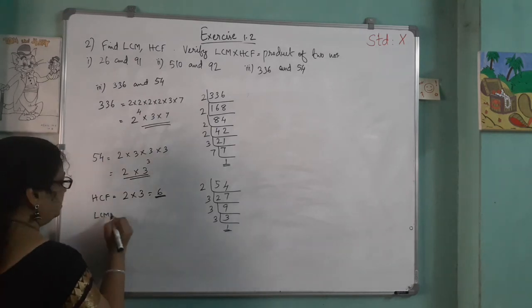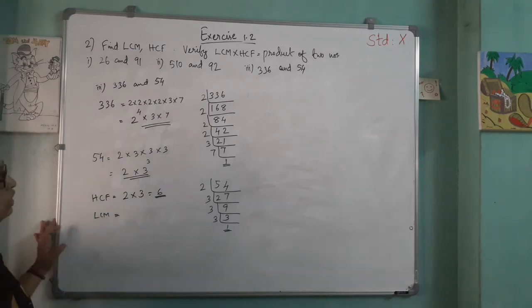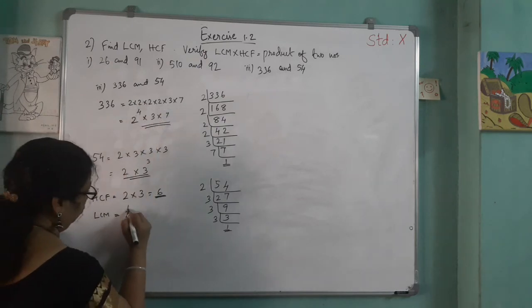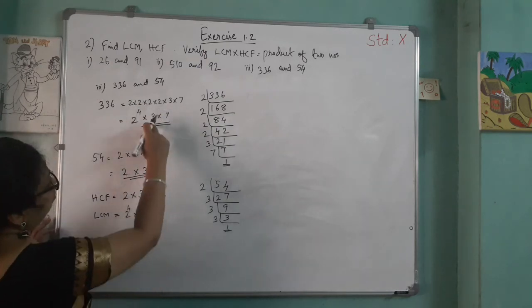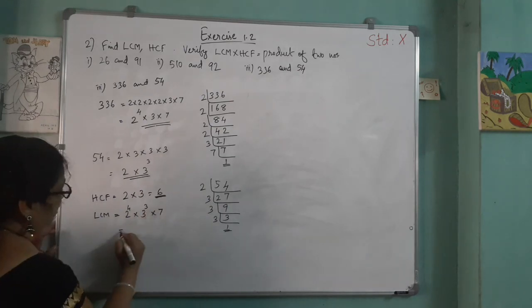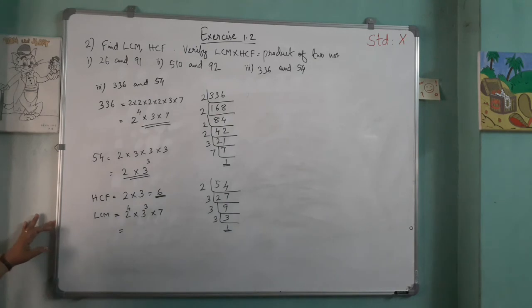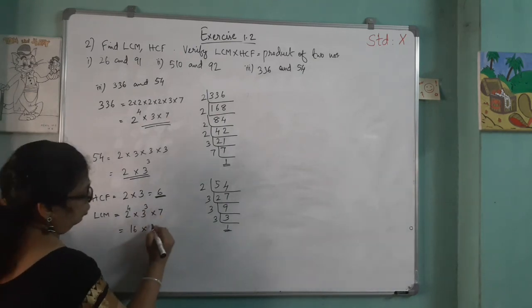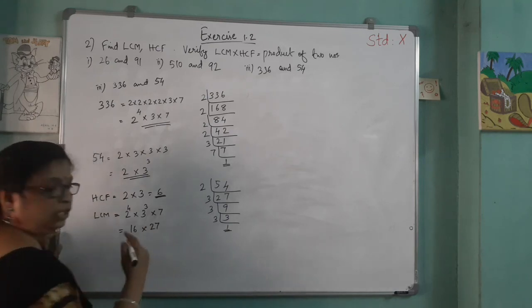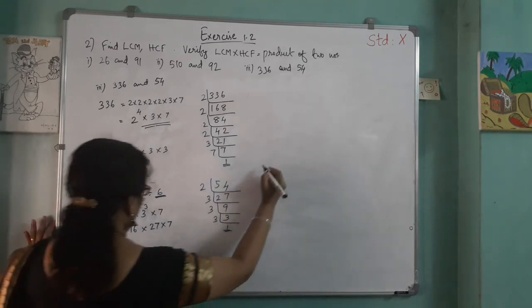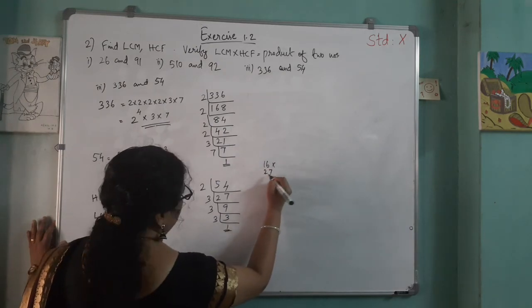Then LCM is the greatest power of each factor included. 2 raised to 4, here 2. So we write 2 raised to 4. Then 3 cube, here 3. So 3 raised to 3 into 7. So 2 raised to 4 is 16. Then 3 cube equals 27. 3 into 3 is 9, and into 3 is 27, into 7. Then we can multiply 16 into 27.